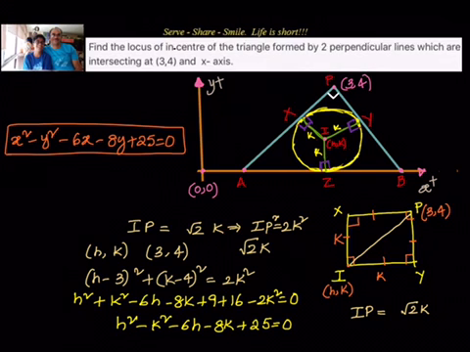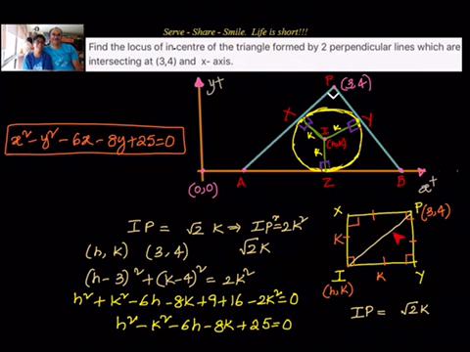intersecting at (3, 4) and the x-axis. When we try to solve this problem, we will not focus on how to calculate the in-center and all. Since they have given us the x-axis, the in-radius should be equal to k, the y-coordinate of the in-center. Then we know that at the point of contact of the circle and the tangent, the angle will be 90 degrees. So by that we understand that it's a square.